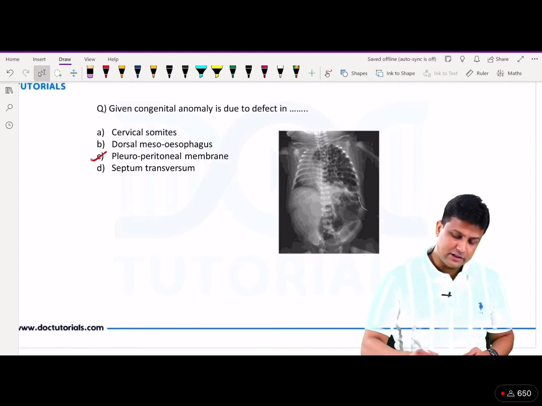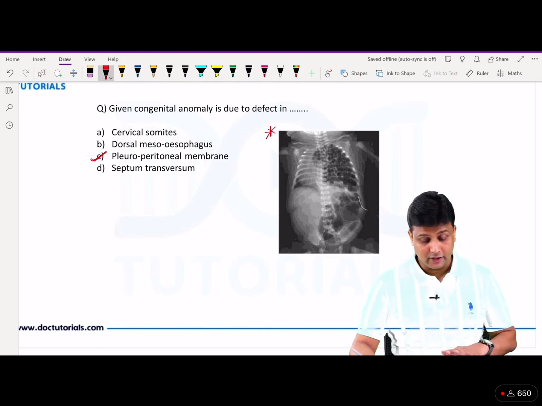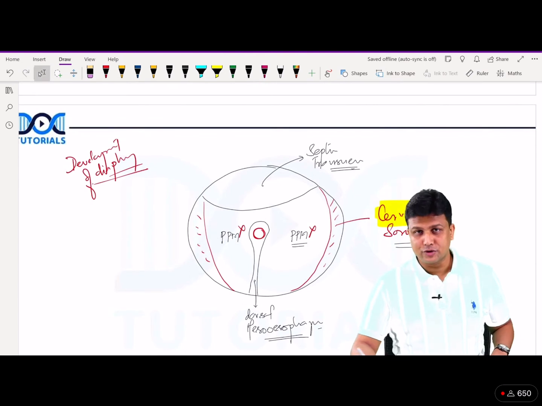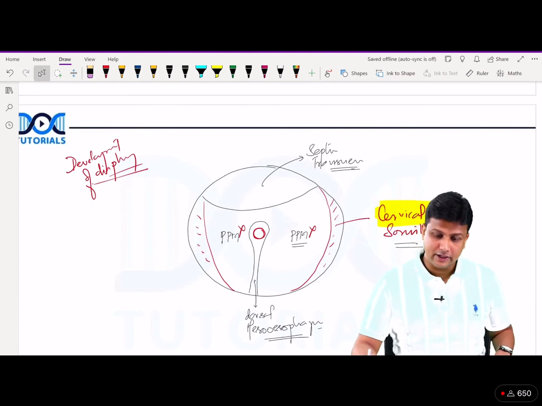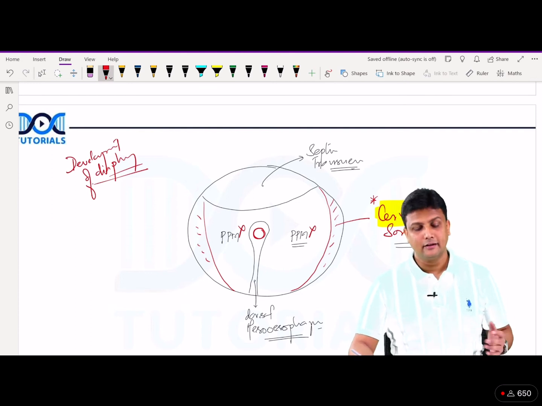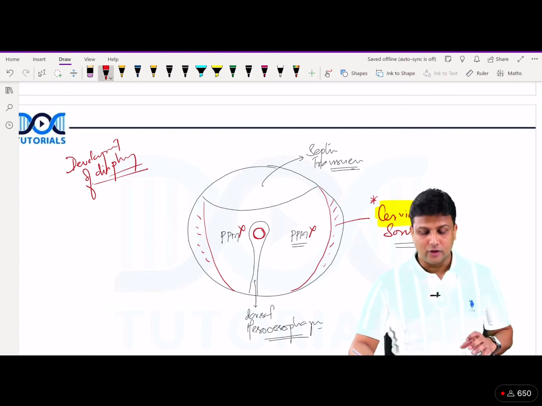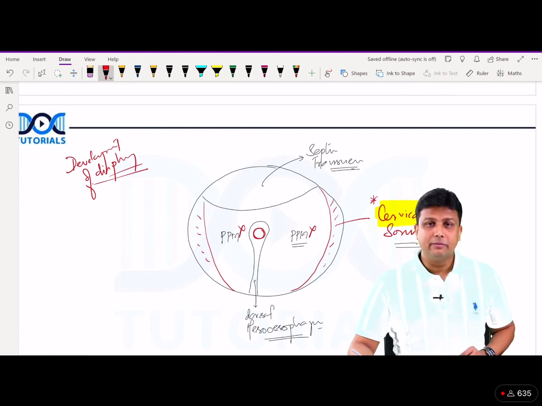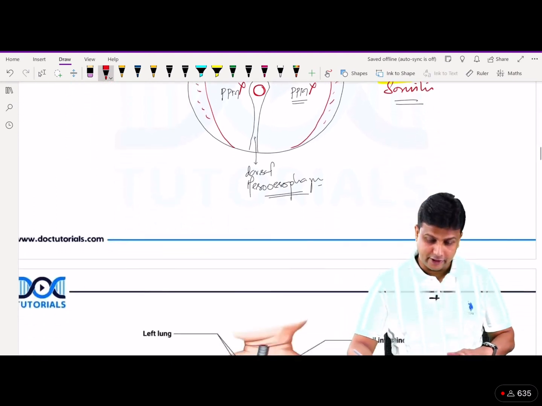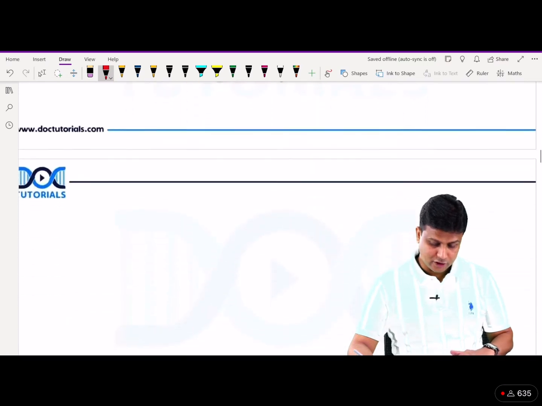Because this was already given in your MCA exam, this is very much important, guys. That is why I have explained the entire thing, the development of diaphragm from all the 4 structures, which structure is going to form where, where the confusion is the cervical somites, and then the application part of that one. So if the pleuroperitoneal membrane is absent, then it will lead to a congenital diaphragmatic hernia. Next one.